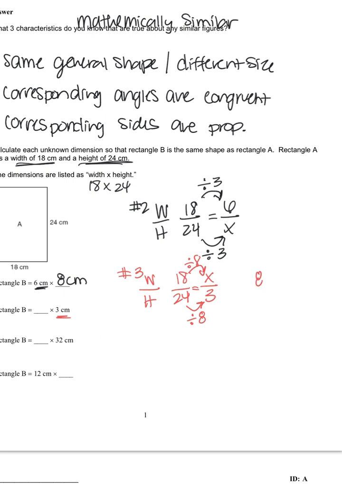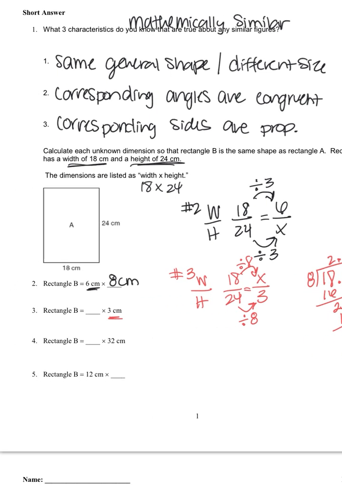8 is going to go on the outside. 18 is going to go on the inside. 8 can go into 18 at least 2 full times with 2 left over. The goal in division is to get to 0, so I'm going to add a decimal and a 0. Bring the 0 down. 8 can go into 20 2 times at 16 with 4 left over. Add another 0, bring down the 0, and 8 can go into 40 5 times with nothing left over, giving me the final answer of 2.25 centimeters.